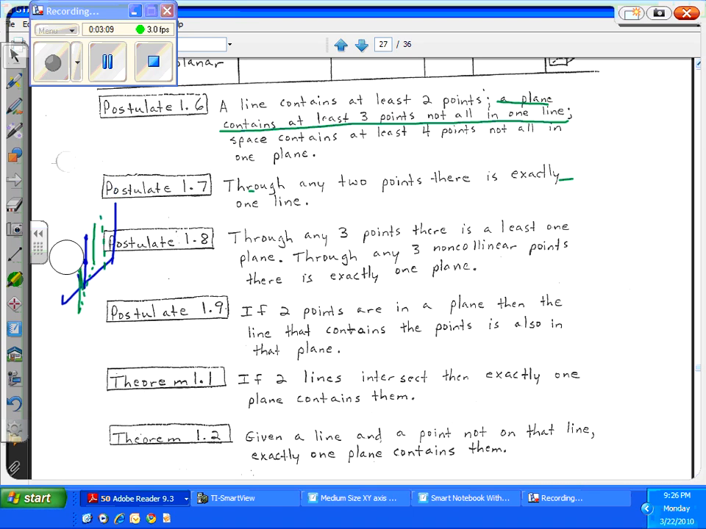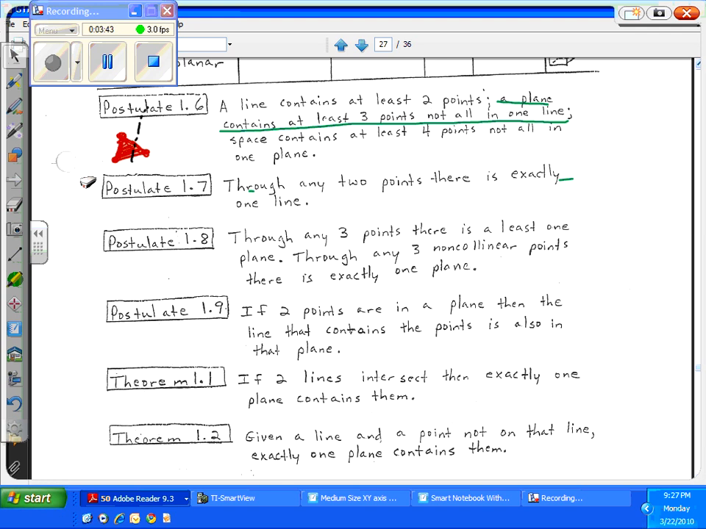But if we drew 3 non-collinear points, 3 points not all in the same line, then if we were to connect that, we would get one specific flat surface. In other words, a single plane is determined by those 3 points. Okay? You couldn't draw a plane that was coming in at some different angle and hit all 3 of those, you see.